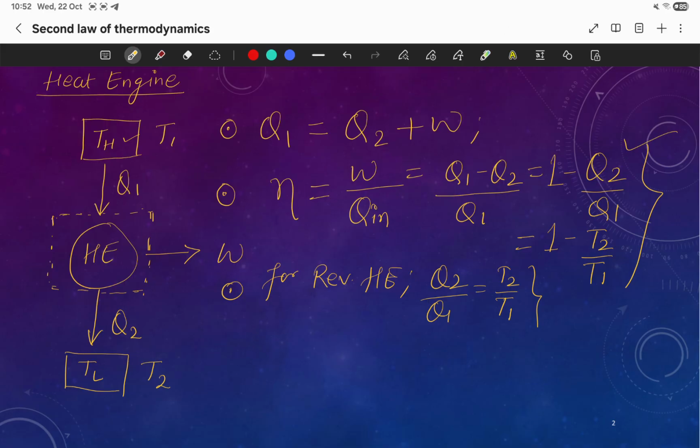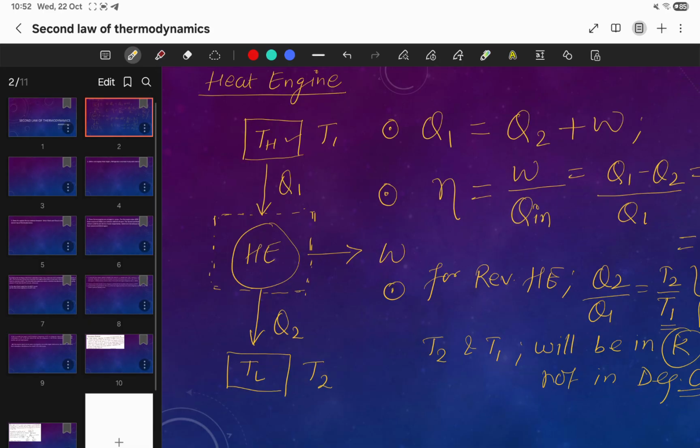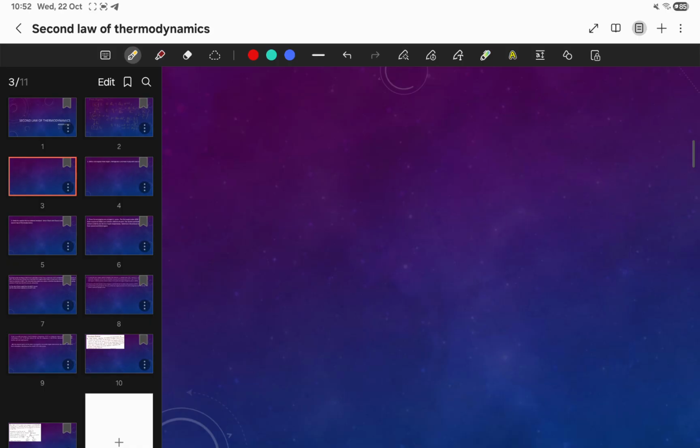And one important point here: T2 and T1 will be in Kelvin, not in degree Celsius. ठीक है, otherwise आपके आंसर गलत आएंगे. So this is for the heat engine. Let's go to the next slide.